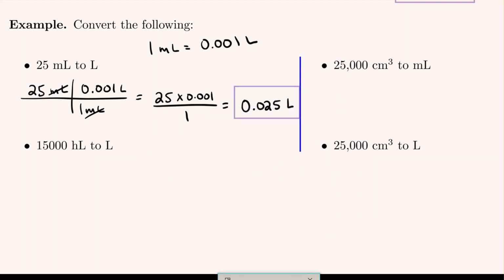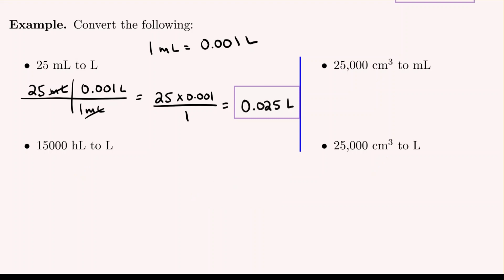Now, by whichever method you prefer to complete these examples, I would encourage you to attempt these on your own. Remember, you can look back at the top of this page in your notes for the different conversion factors between measurements of volume. And then when you're done with the work, unpause the video to check your answers. So pause the video now, attempt the next 3 on your own, and then unpause the video to check your work.